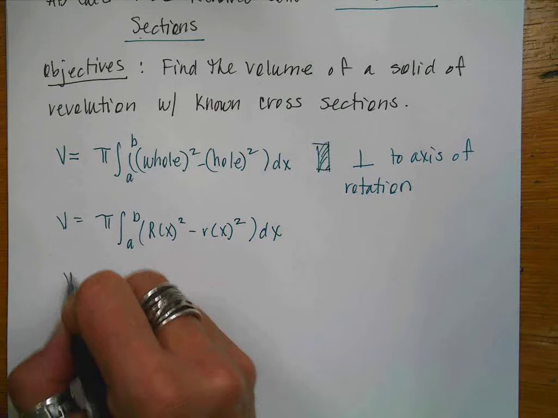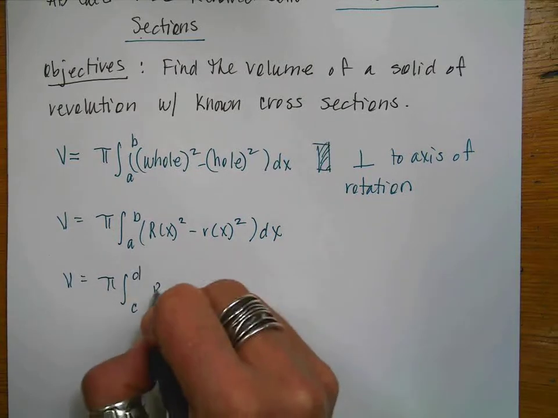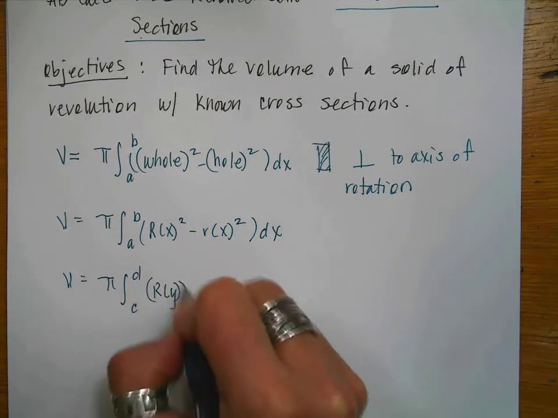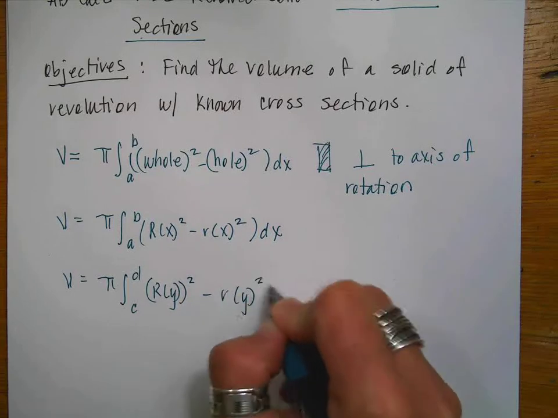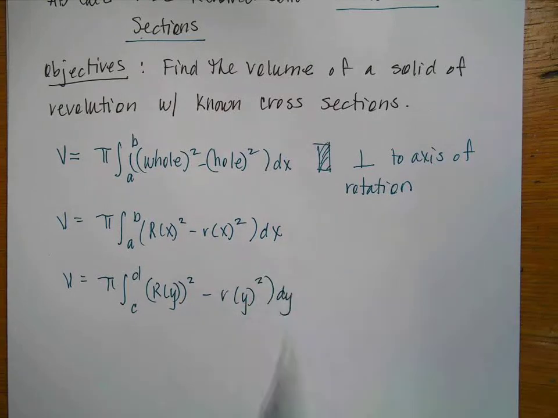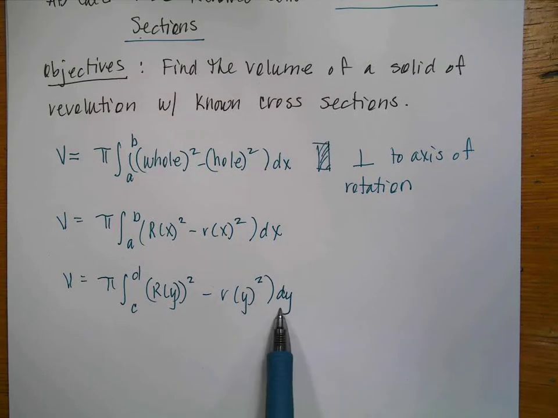Remember that we could also have the volume is equal to pi integrating from C to D of R of y quantity squared minus r of y quantity squared dy, and that would be if we were rotating about a vertical axis rather than a horizontal axis.